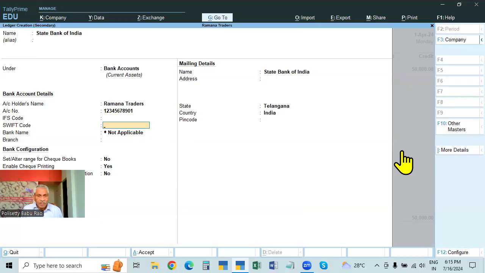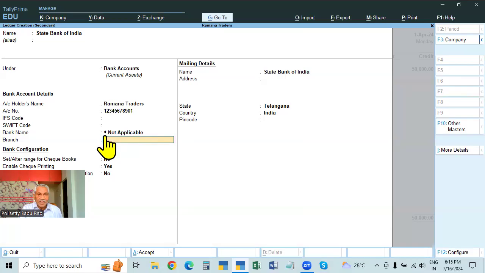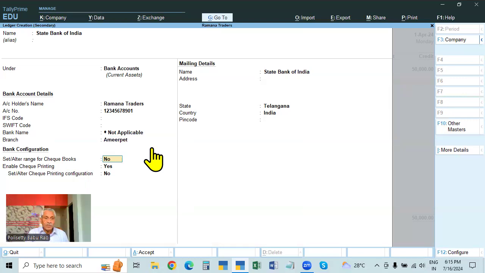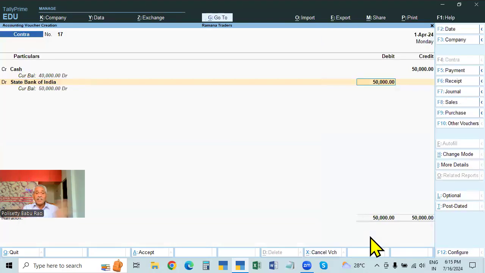That's why just go back. If you want to go back, click the back button, it will go there. So here we will leave it out. Then the branch, for example, this is Amirpet branch, and the checkbook details we will learn later. After that, you can go till the end, or you can accept without going to the end. Here itself, Control A. If you click Control A, it will accept.